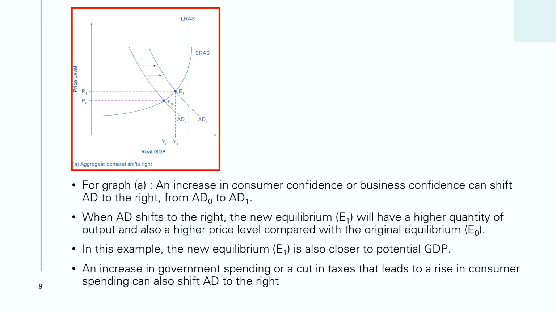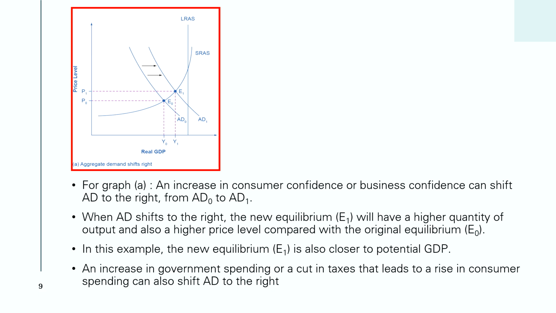In the graph, total spending increases because consumers or businesses feel more confident about the future. When households become optimistic, they're more willing to buy goods, especially big-ticket items. When firms anticipate stronger economic conditions, they expand investment in new factories, technology, or machines. This increased spending shifts the aggregate demand to the right from AD0 to AD1.